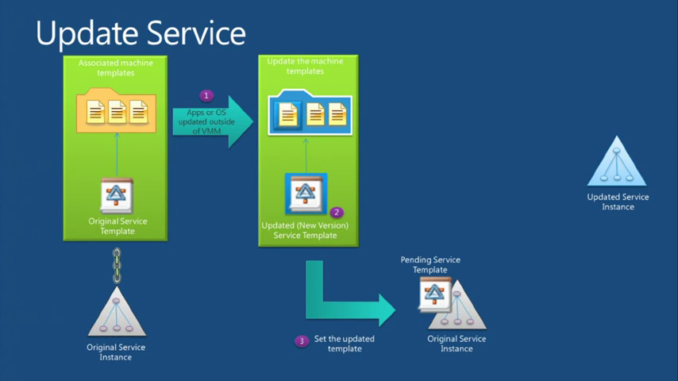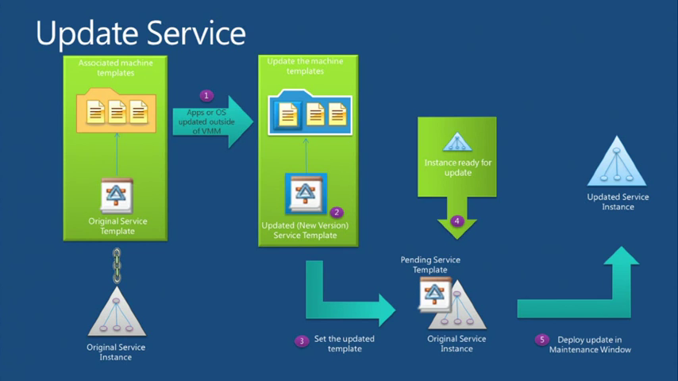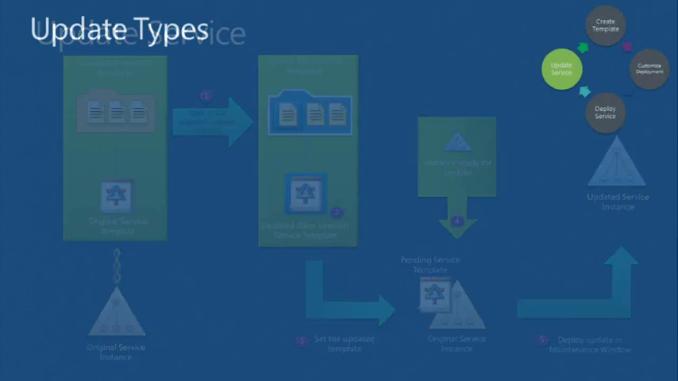Now you take that updated template and you set it to one or more running instances. So you take a running instance and say you want to set template and pick the new version of that template. Now the instance is ready for update. We've done the diffs, and you can choose to either apply those changes immediately or defer them to some scheduled maintenance window that you've defined.